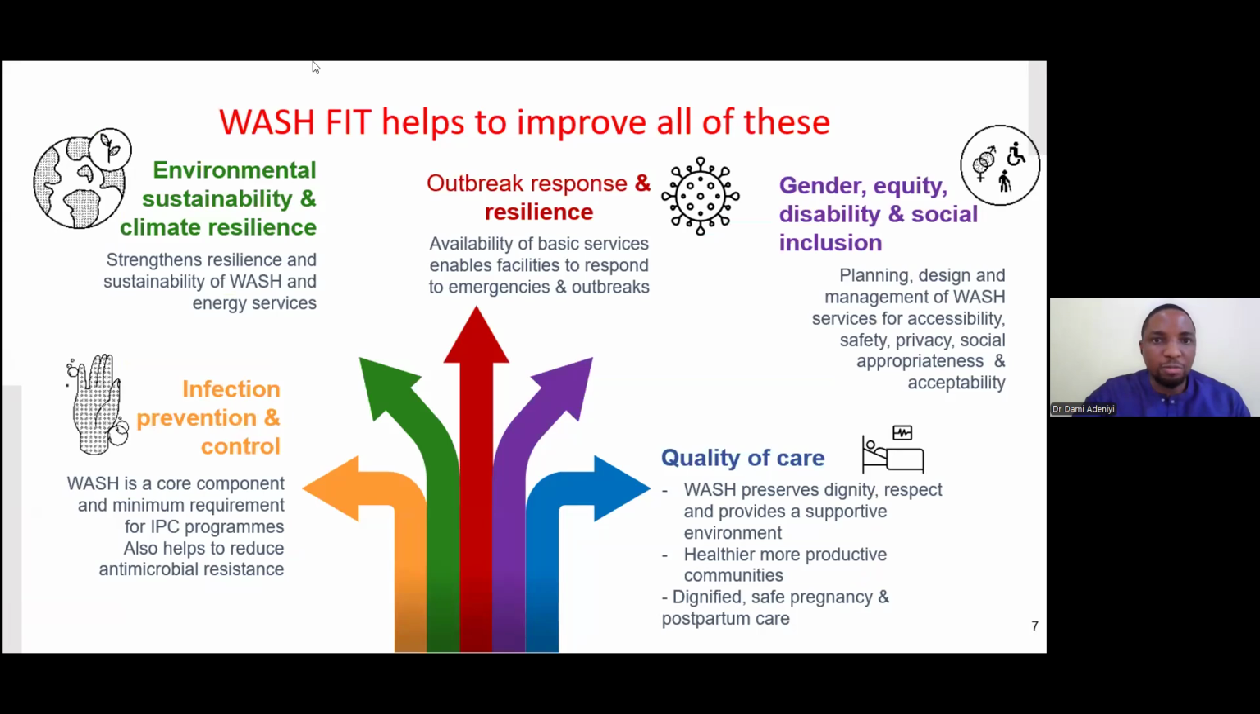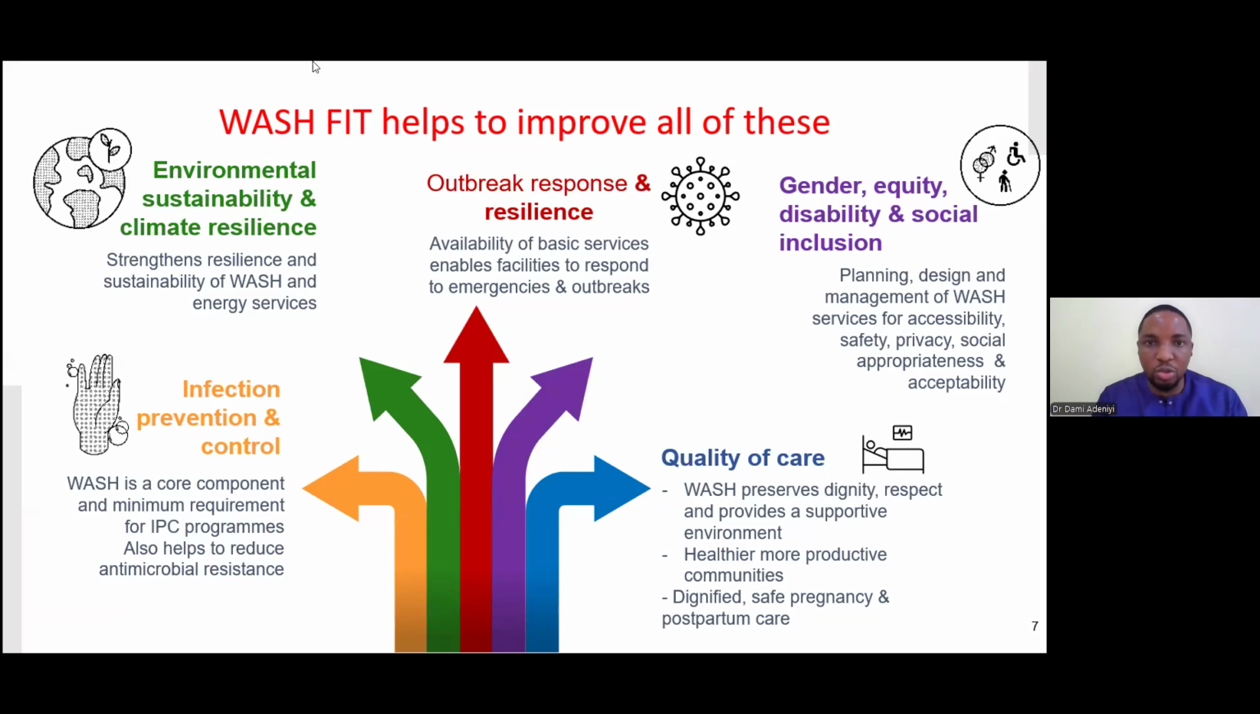Looking at the scope of what the WASH FIT helps you to improve, we'll speak about the domains very soon. But the WASH FIT tool helps you to improve IPC, like we said earlier. WASH is a core component of minimum requirements. If you remember the 8 minimum requirements of IPC, the 8th component is actually the built environment, and WASH is a key part of the built environment.